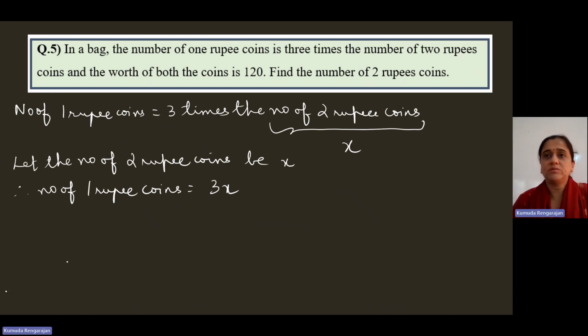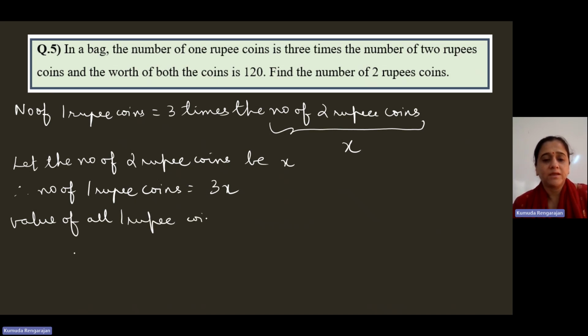So this is about the number of coins. Okay, so what will be the value of money? The value of all 1 rupee coins is equal to... now supposing you have 10 1 rupee coins. How many? 10 1 rupee coins. So what's the value of money you have? 1 into 10, 10 rupees.